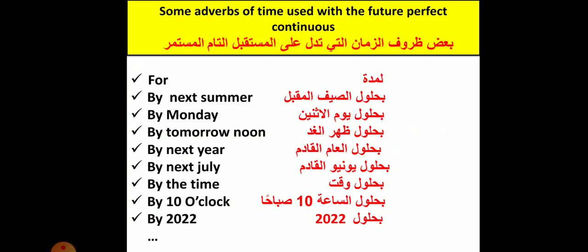Here we have some adverbs of time used with the future perfect continuous. For example, we have for, by next summer, by Monday, by tomorrow noon, by next year, by next July, by the time, by 10 o'clock, by 2022, etc.